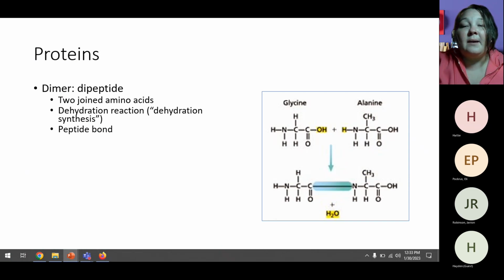The dimer is called a dipeptide. Take a look over here. We've got our 2 monomers. In this case, the amino acids are called glycine and alanine.